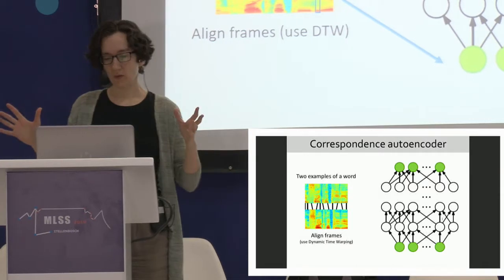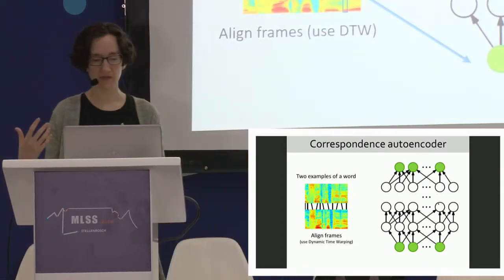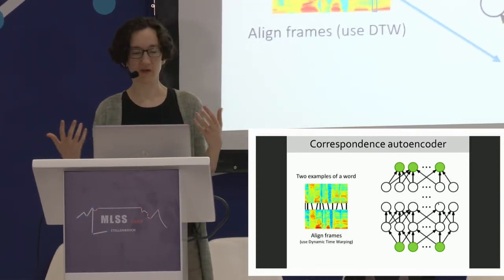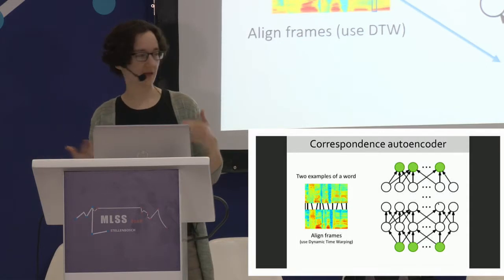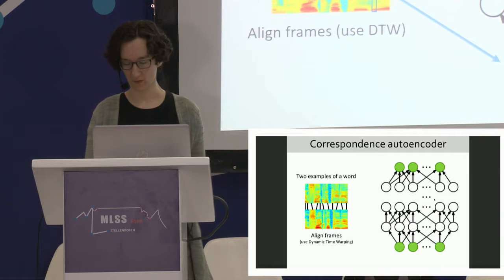Okay, so that's really nice. It has this idea of an autoencoder, but generalizes it a little bit. But you might be wondering, I was claiming that this is a fully unsupervised method, but I'm also claiming that I'm using examples where the two examples are the same word. So how does that work?